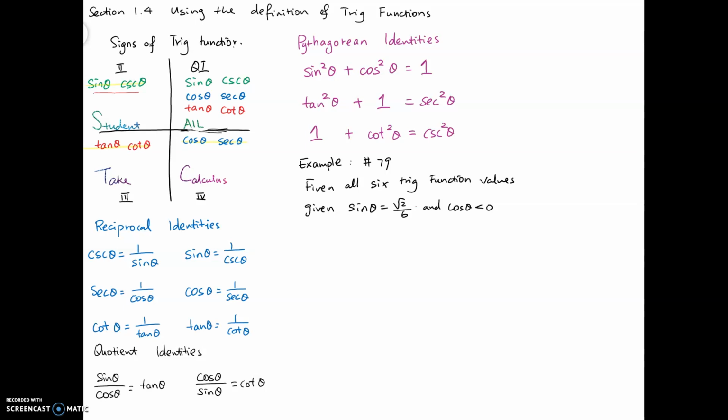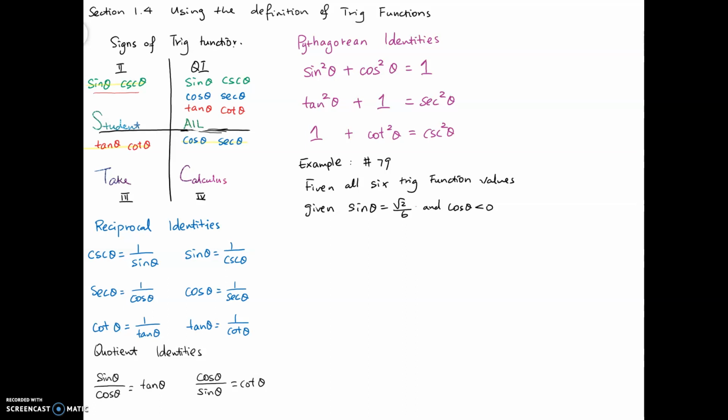From the last video, we introduced the Pythagorean identities. So we have sine squared theta plus cosine squared theta equal to 1, tangent squared theta plus 1 equal to secant squared theta, and 1 plus cotangent squared theta equal to cosecant squared theta. Now I'm going to do one example from textbook page 79 about how to use those identities.